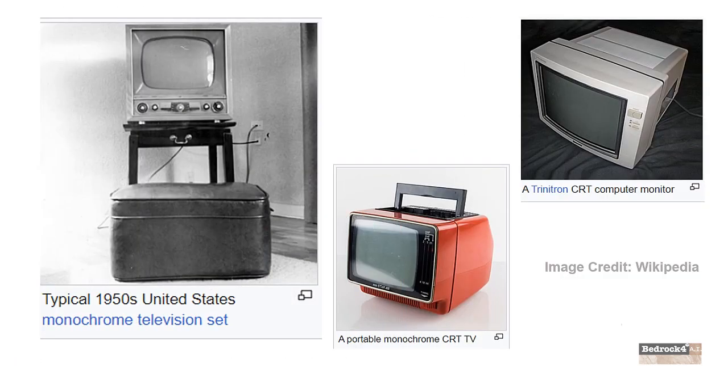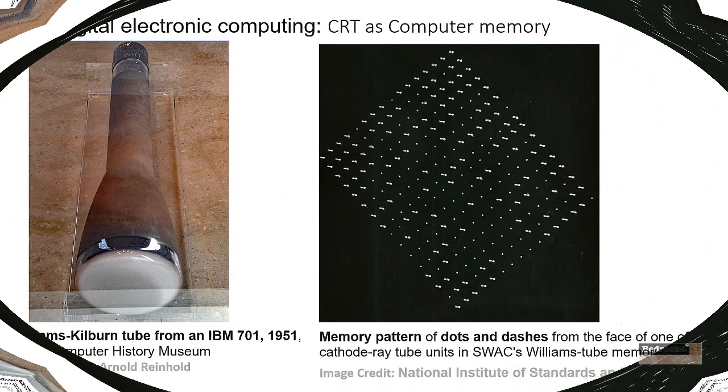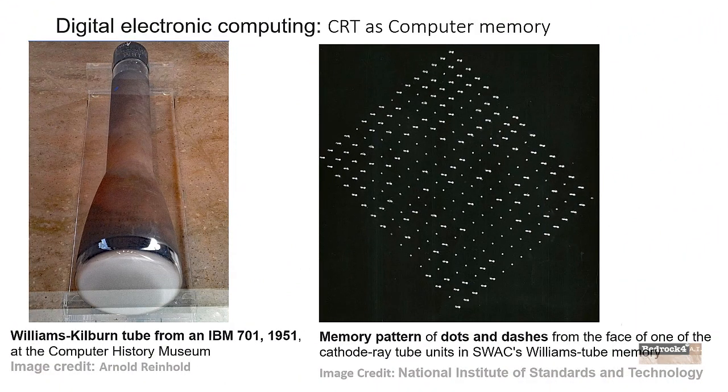CRT was primarily used for display in televisions and computer monitors for quite a long period, during the mid 1900s to even early 2000s. If you are about 20, it's likely that you might have seen this at your home or office. However, very few know that CRTs were also used as computer random access memory for a short period during the mid 1900s. It worked on a similar principle as the CRT display, but a slightly modified version of it.